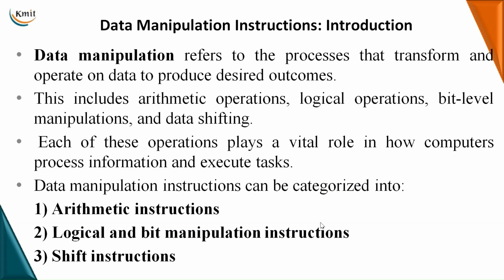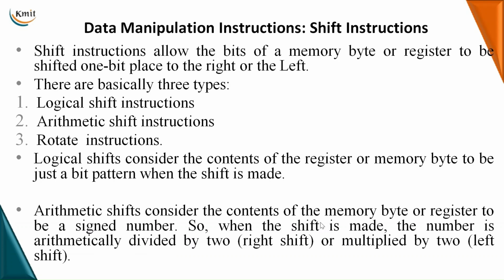So we have discussed what arithmetic instructions are, what the different types of arithmetic instructions are, as well as logical and bit manipulation instructions. In today's lecture, we are going to discuss the third type of data manipulation instructions, which are shift instructions. Shift instructions basically allow the bits of the register contents to be shifted one bit place to the right or to the left. So you can allow the bits of a memory location or a register to be shifted towards the left or right by one bit.